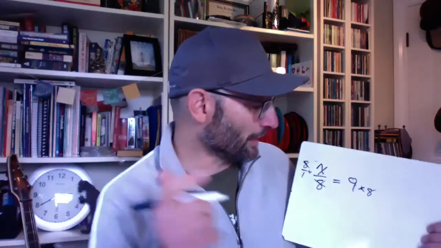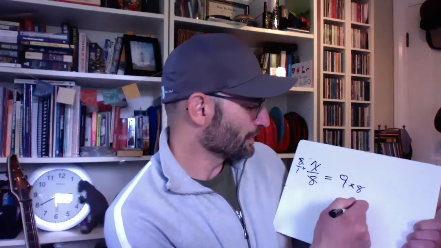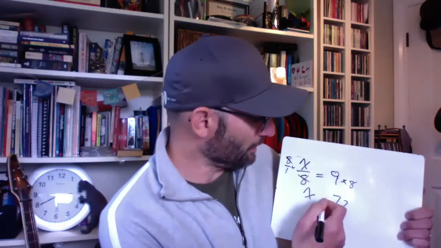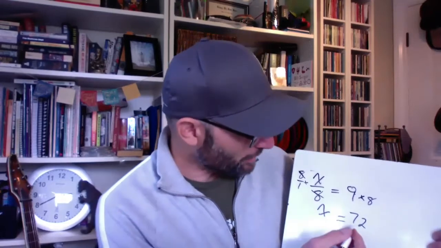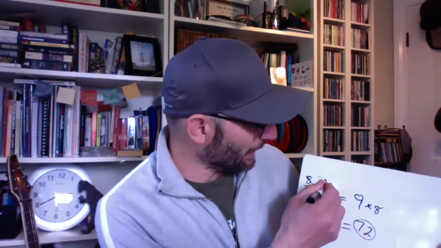And we all know that 9 times 8 is, that's right, 72. So now you have x equals 72. And just to make sure we got it right, we would take this 72 and put it back in for x. Is it true that 72 divided by 8 is 9?